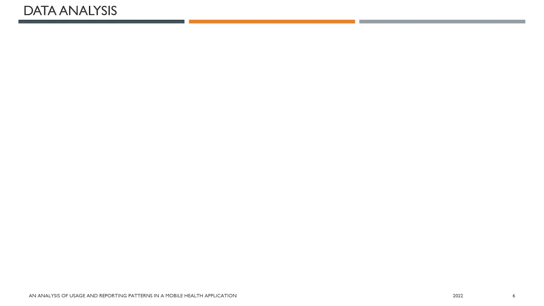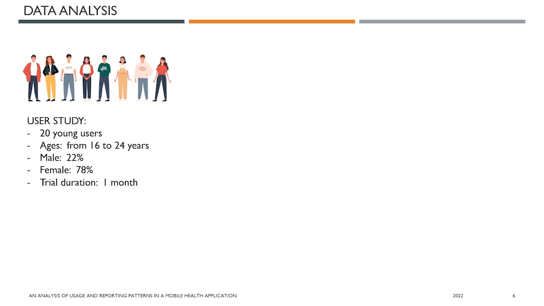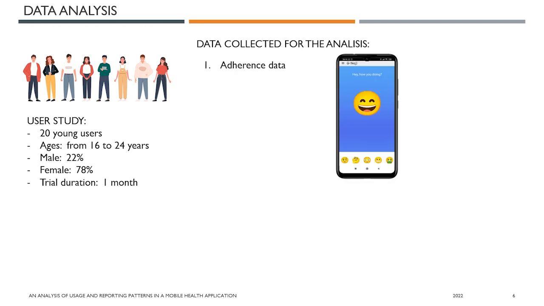A total of 20 users participated in the trial. They are young, without any specific diagnosis, but with interest in being able to access tools for the self-management of their mental health. These patients are requested to use the app for 1 month. In order to analyze the results, 4 different types of data are collected. First, data directly related to adherence. In this system, adherence is measured in terms of how many emoticons are sent and how often they are sent.